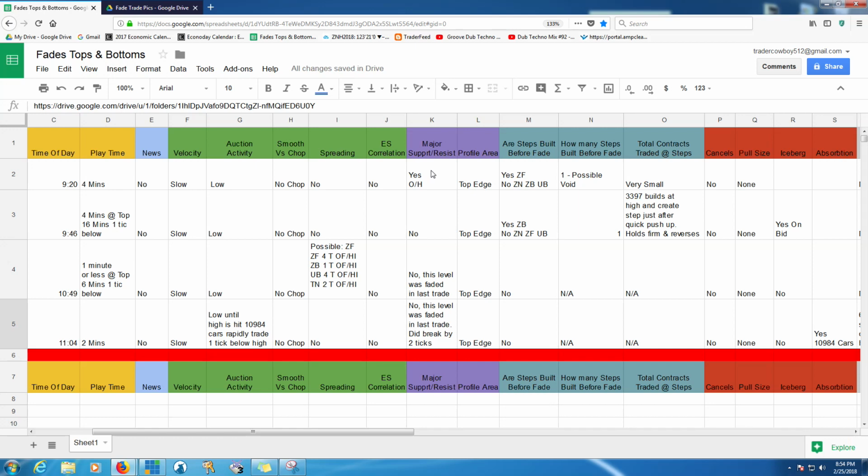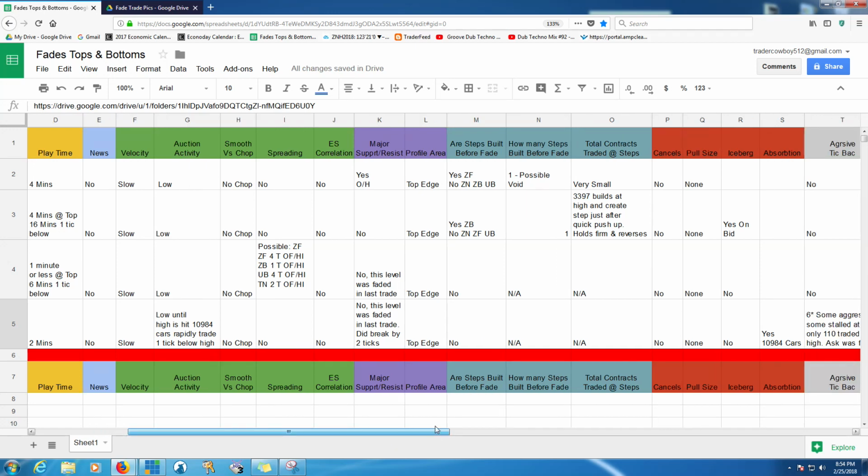Major support and resistance. You should know what a support and resistance level is. And both these purple boxes kind of relate to each other. So yes, overnight high. That stands for overnight high. You can abbreviate this stuff if you want. So this is where we first broke resistance. No, this level was faded in last trade. Did break by 2 ticks. Okay, so that tells us something, that the market did break by 2 ticks upward, and then it faded.